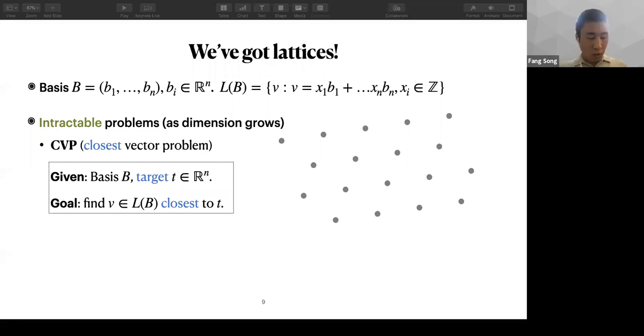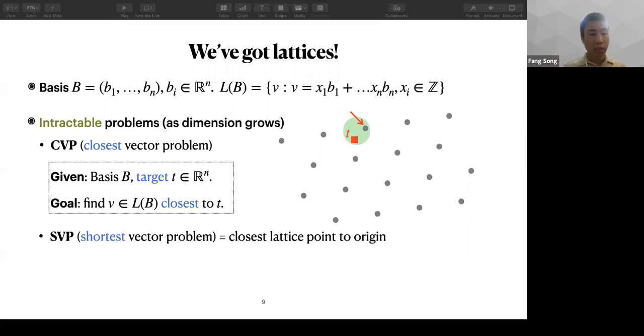One computational problem in lattices is the closest vector problem, which says, I give you a target vector t, which is not in the lattice. I want you to find the nearest point in the lattice to this target t, for example, this one shown in the picture. Another problem is called the shortest vector problem, which can be seen as a special case of the closest vector problem, where the target is actually the origin. In other words, this is to determine the shortest distance between any pair of lattice points.